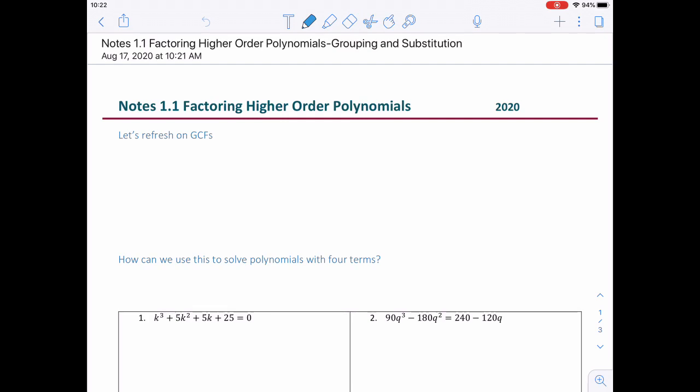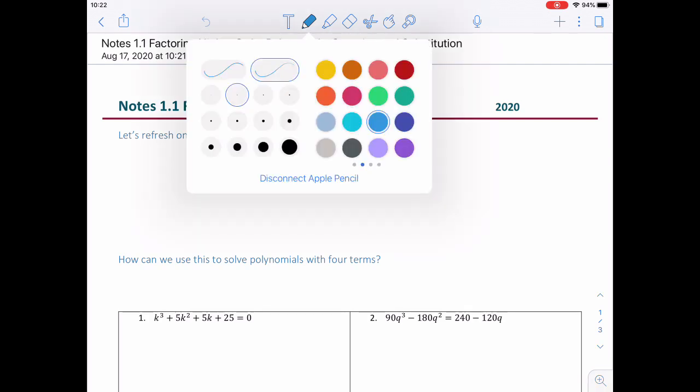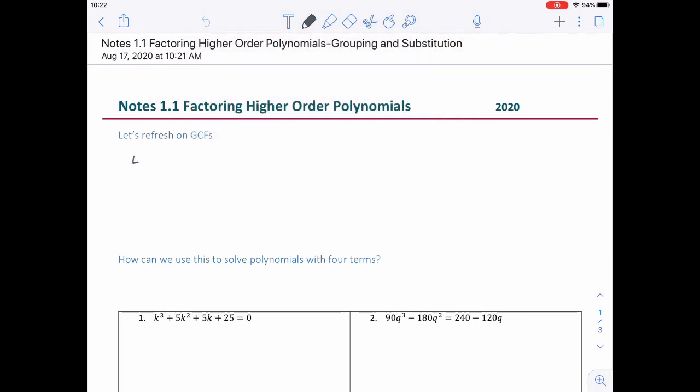Today what we're going to be doing is expanding our factoring out into higher order polynomials. And all that means is we're looking at higher degrees. So the first thing we're going to do is refresh on GCFs. So we're going to consider first the problem 4x cubed plus 6x squared equals 0. So what's the GCF for this binomial?